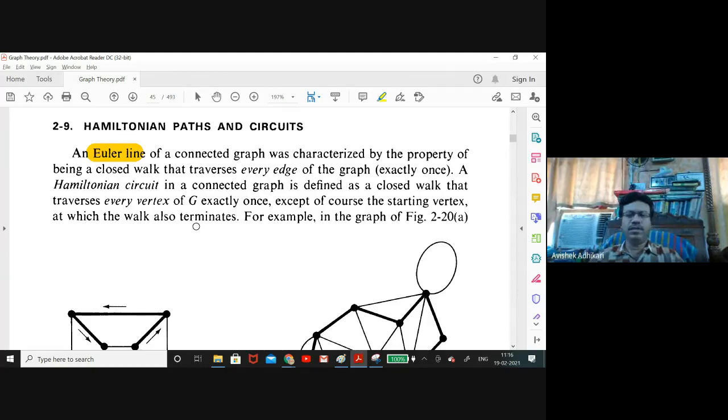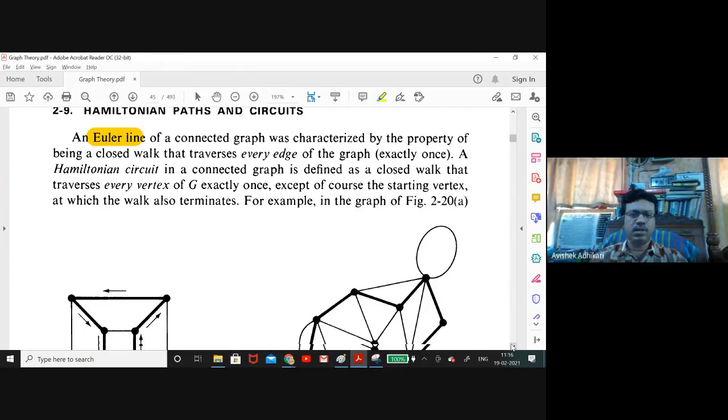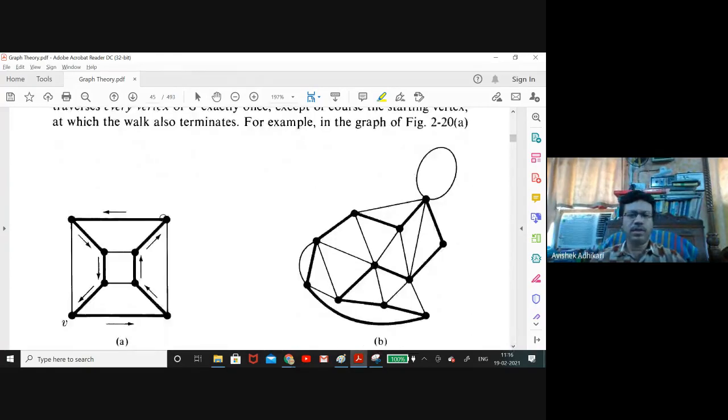So that's all. For example, here, if you start from here, you just go back like this, and come back here, exploring all the vertices exactly once. Unlike the Eulerian circuit or Eulerian line, where you have to explore all the edges exactly once, here the idea is you need to explore all the vertices exactly once, and you need to come back to the original position from where you started your journey.